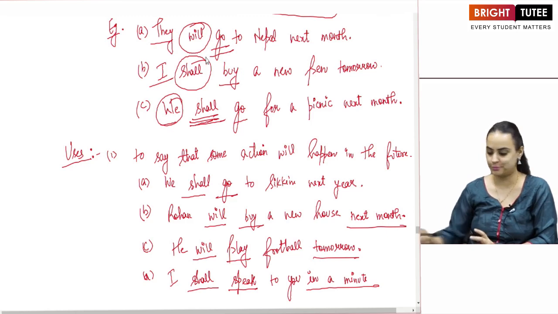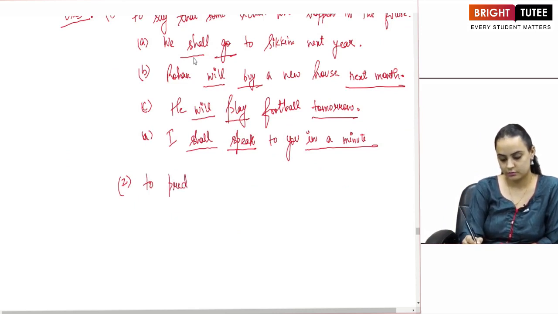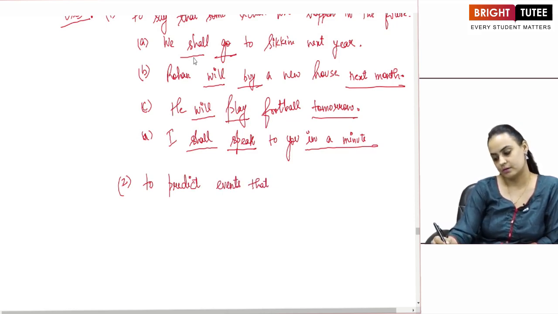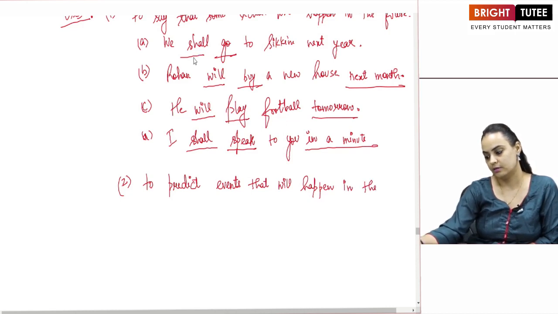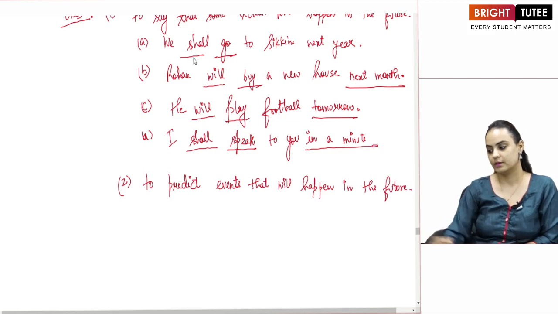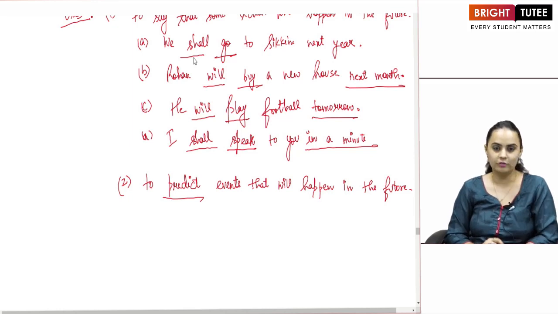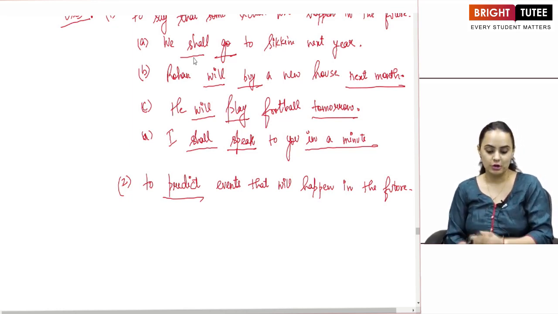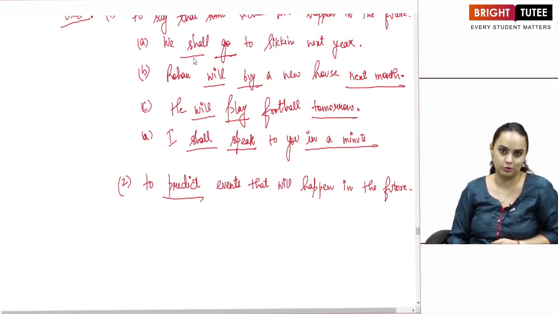So the first use of the simple future tense is to talk about some action that will take place in the future. The next use of the simple future tense is to predict events that will happen in the future. Predict means something that you are not sure of, you are only making an assumption. So to predict events that will take place in the future, we use the simple future tense for that.